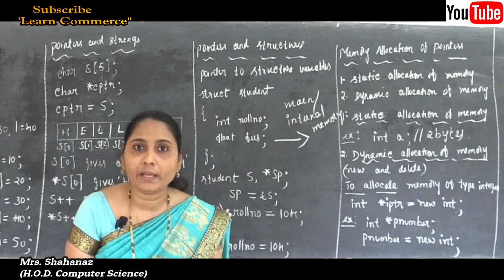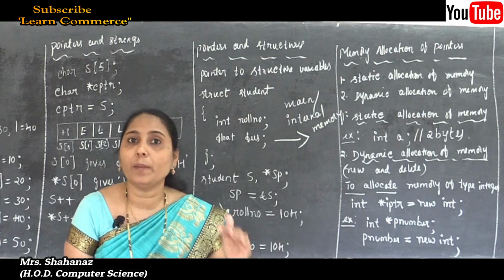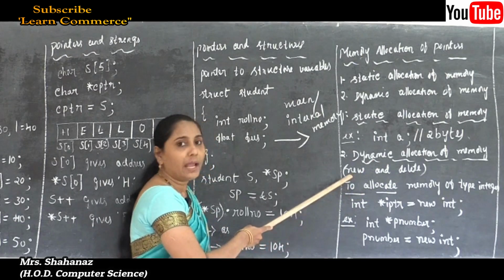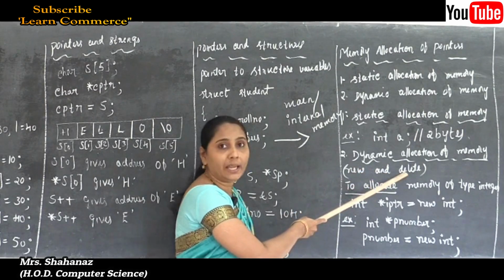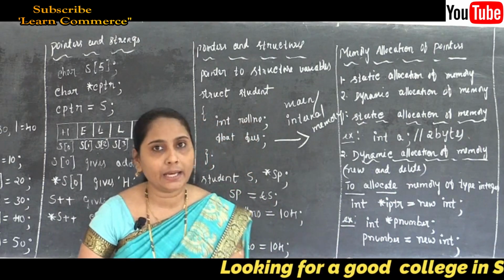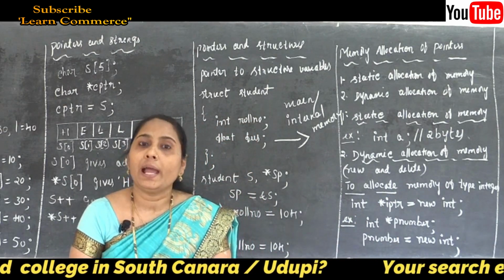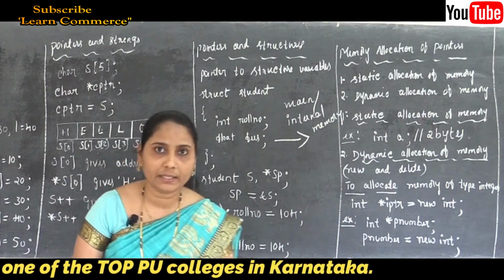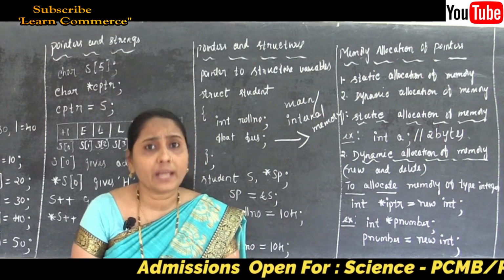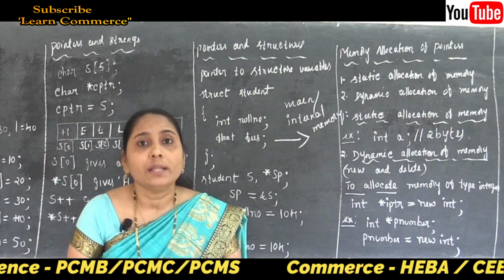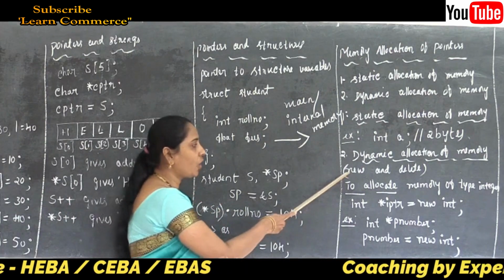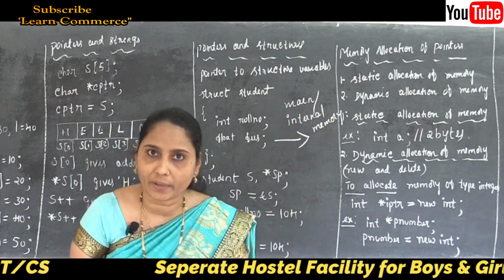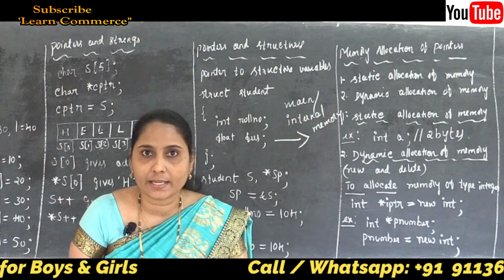supports dynamic allocation and deallocation of memory by using operators new and delete. Clear this point? When you want allocation of memory, new. When you want deallocation of memory, use delete. So C++ supports allocation and deallocation of objects by using the operators new and delete. Or simply we can say that the new operator calls a special function called operator new, and the delete operator calls a special function called operator delete in this case. So clear this point?